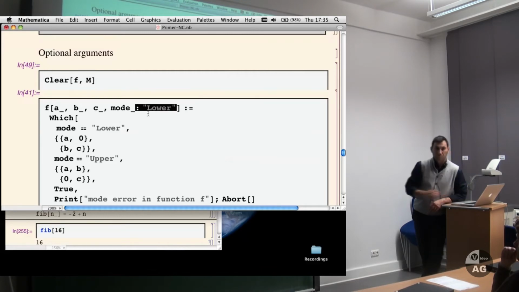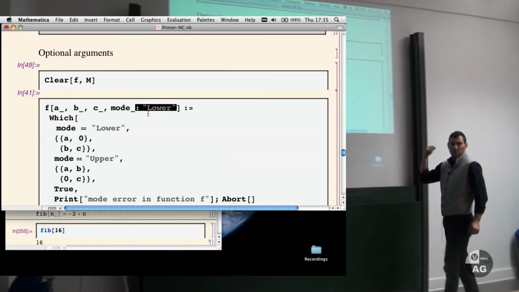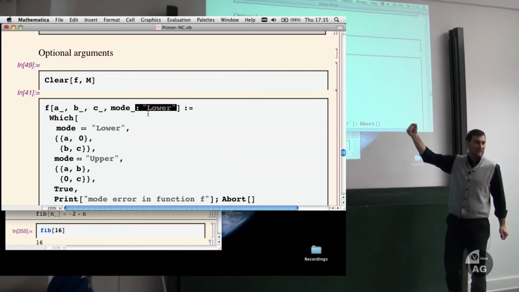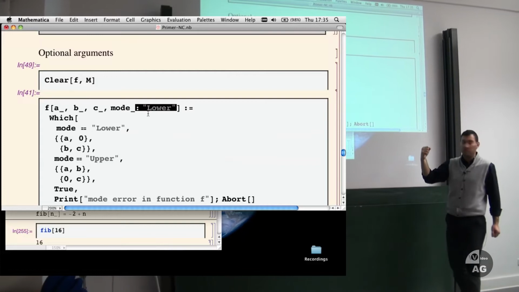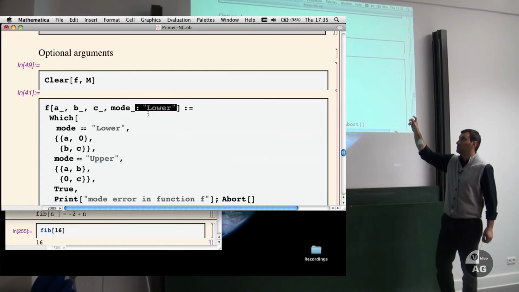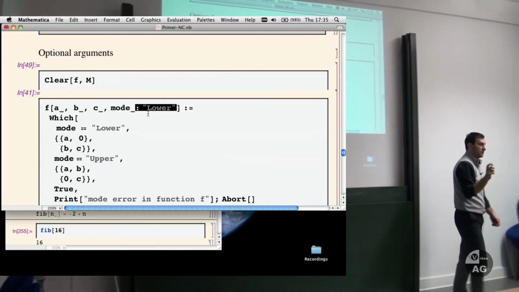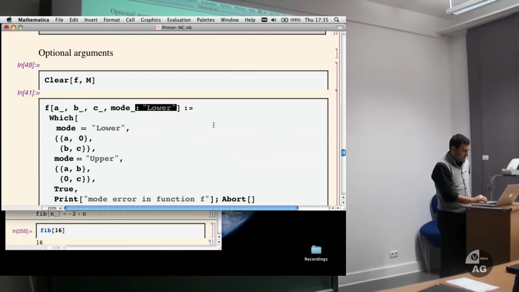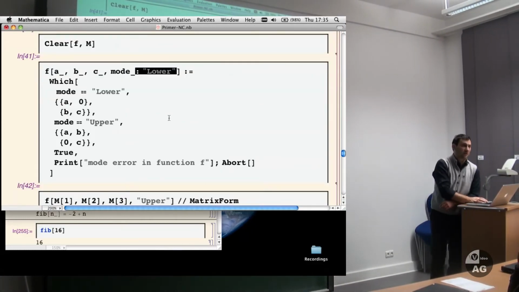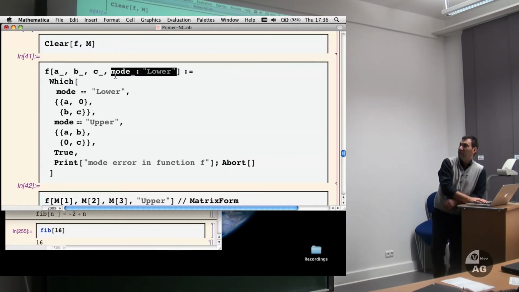This means if the user doesn't give this 4th argument, then just use lower as the default value. Okay? What does the function do? Basically, it's defining a triangular matrix. If the mode of this triangular matrix is lower, it means I'm defining a lower triangular matrix. So these 3 values end up being A, B, C in this shape. If instead I'm defining an upper triangular matrix, the 0 ends up down here.